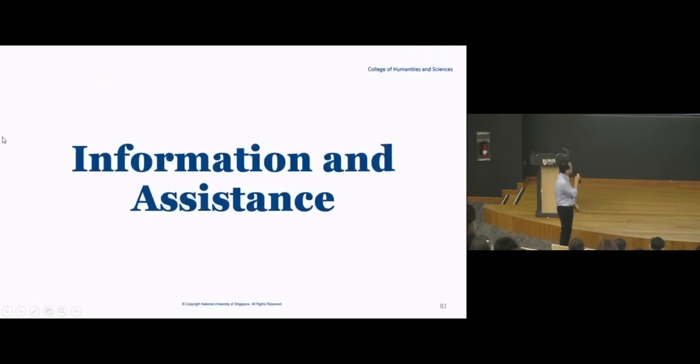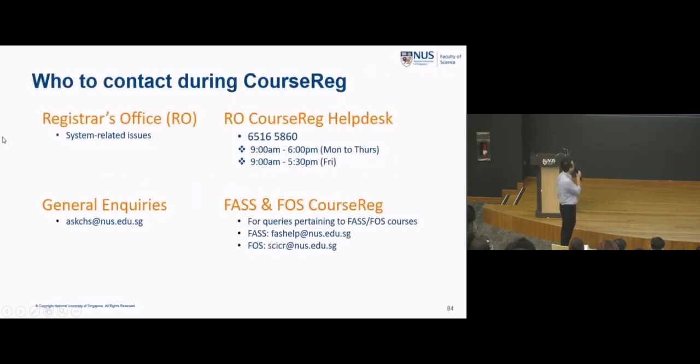All right, last few slides, information and assistance. So these are all the helplines and emails. It is not for appeals. It's just that you're not sure about something, you want to get a quick clarification. You can call or you can email us, and then we can provide you a quick answer. Do not email these email addresses for appeals. Remember, all course registration related appeals, do it through CourseReg, not through emails.